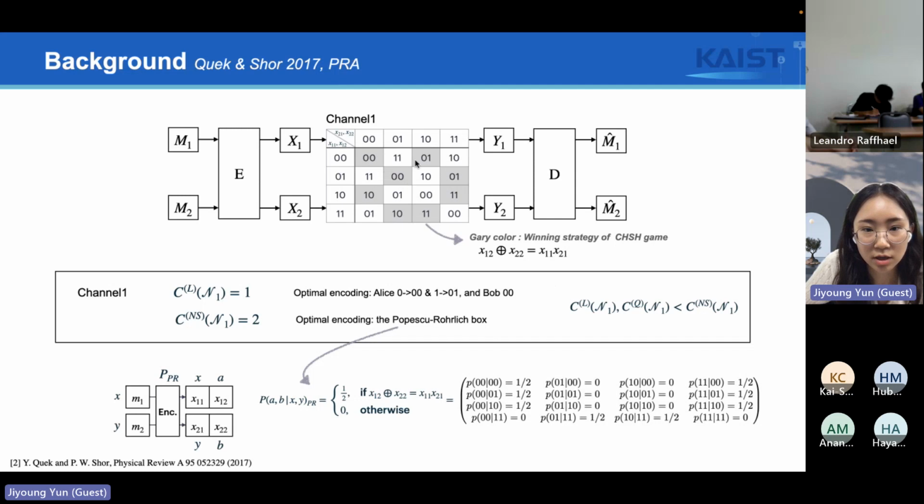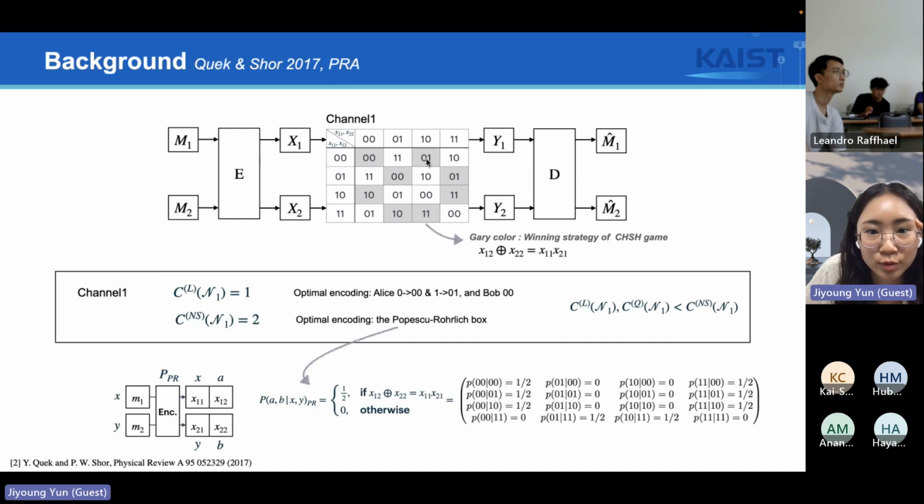These gray parts are the winning strategy of a CHSH game. If we look at this part, X12 plus X22 will be 0, and X11 and X21 will be 0. So this part is a winning strategy, and there is a noiseless channel: the first bit of this one and the first bit of this one go to the output of the channel. Similarly, this part is also a winning strategy of the CHSH game, and the first bit 0 will go to here, and the first bit 0 will go to here.